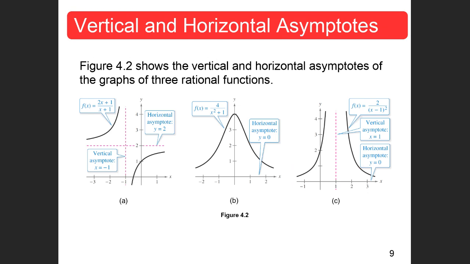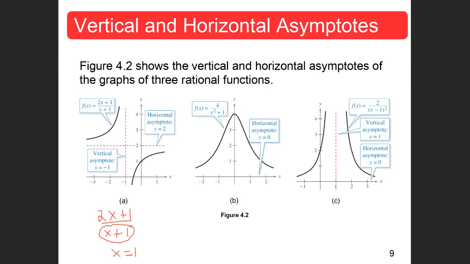So here's a couple graphs, like this one here. The vertical asymptote is x equals -1, and this is the function. Okay, I have the function 2x plus 1 over x plus 1. And we can find the vertical asymptote easily. We just find out whatever makes the denominator equal to 0. x equals -1, vertical asymptote.